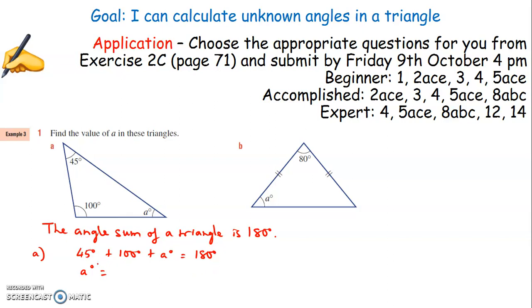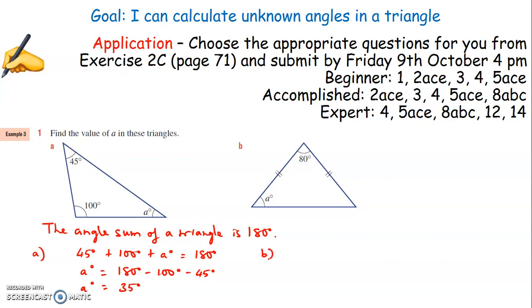To get A, we're just going to take away: 180, take away 100, and take away 45. We're going to calculate that. You can put this into a calculator, or you can do this in your head. 180 minus 100 is 80, and 80 minus 45 should give you 35 degrees.